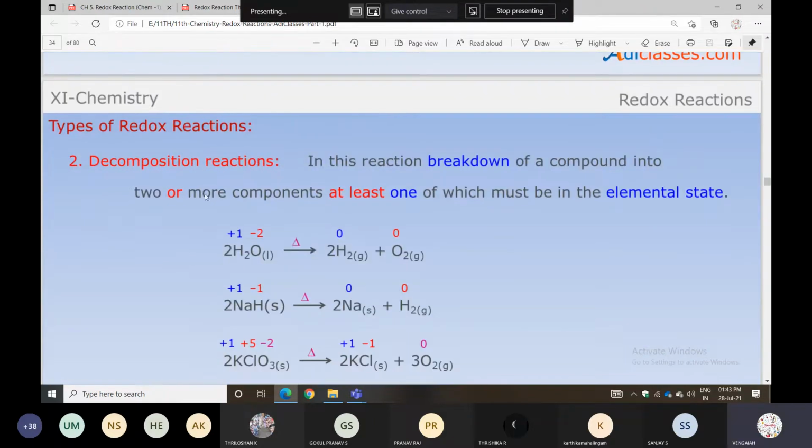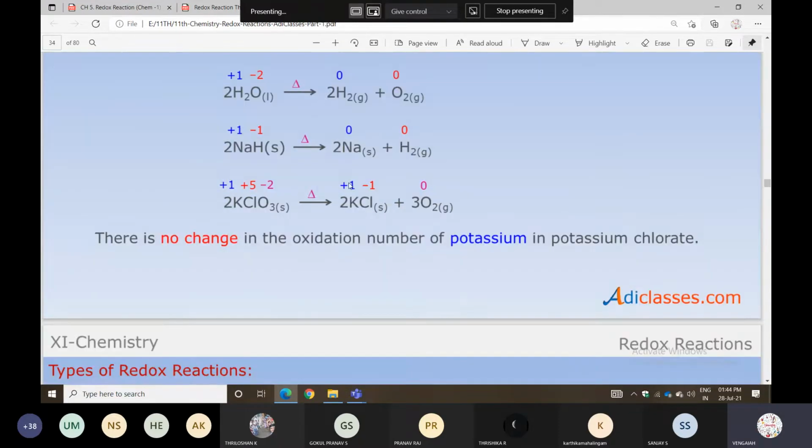Next we have decomposition. In this reaction, a compound breaks down into two or more components, at least one of which must be in the elemental state. So out of that, one must be in the elemental state. There are examples also. H2O gives H2 plus O2. Then KClO3 gives KCl plus O2. There is no change in the oxidation number of potassium in potassium chlorate.